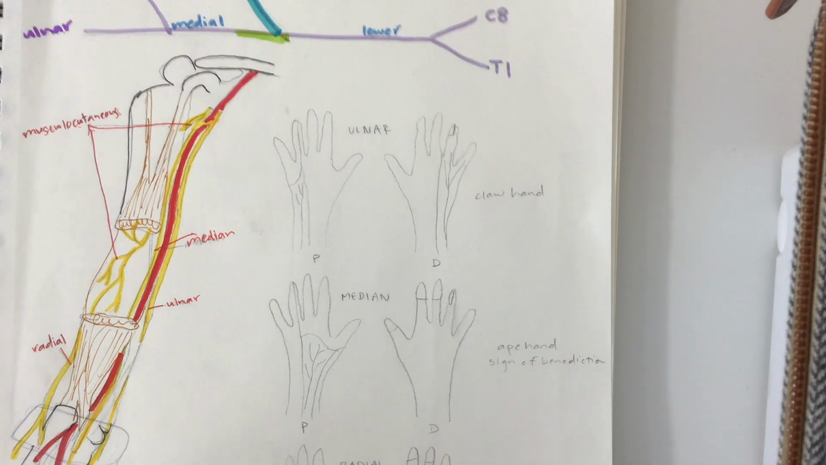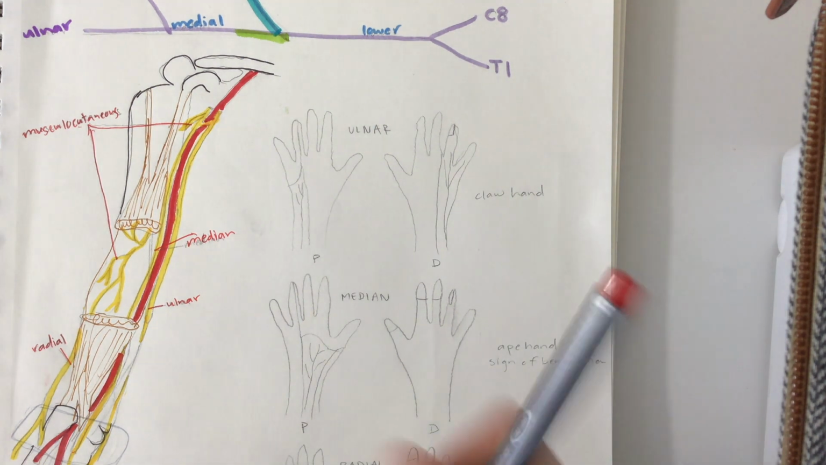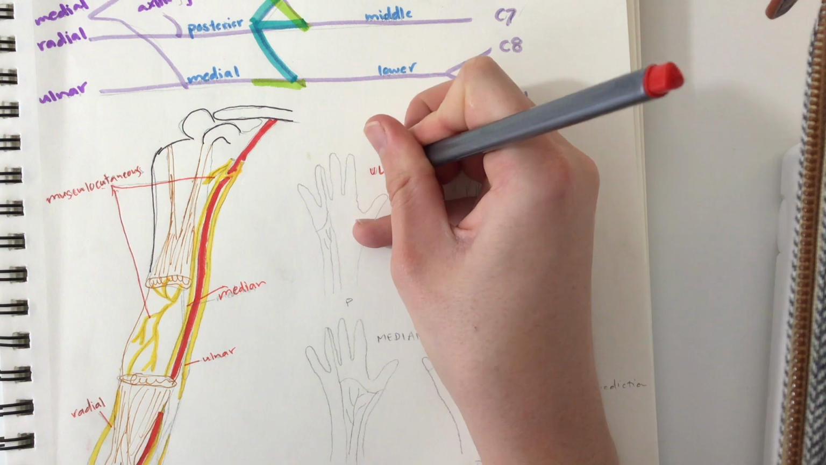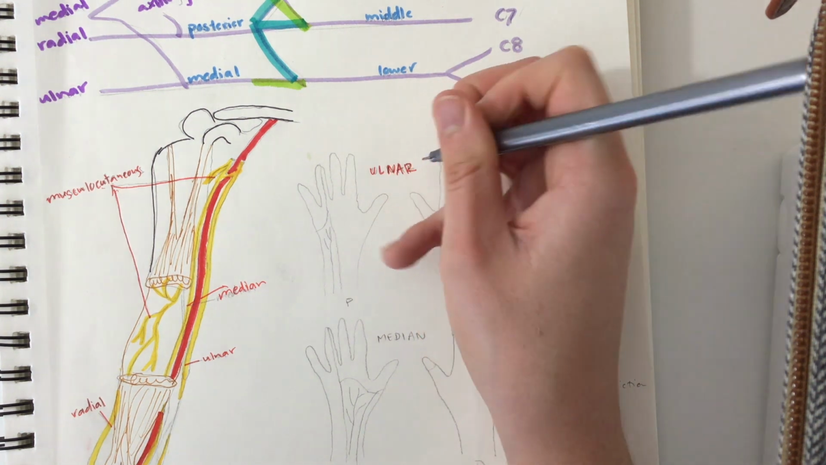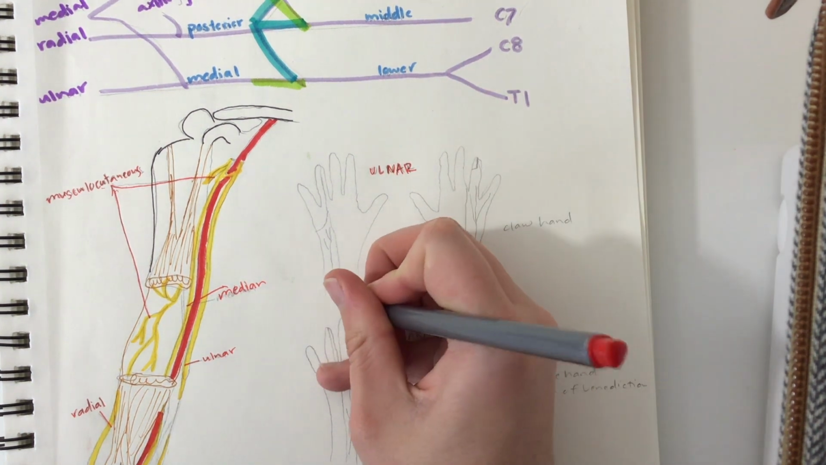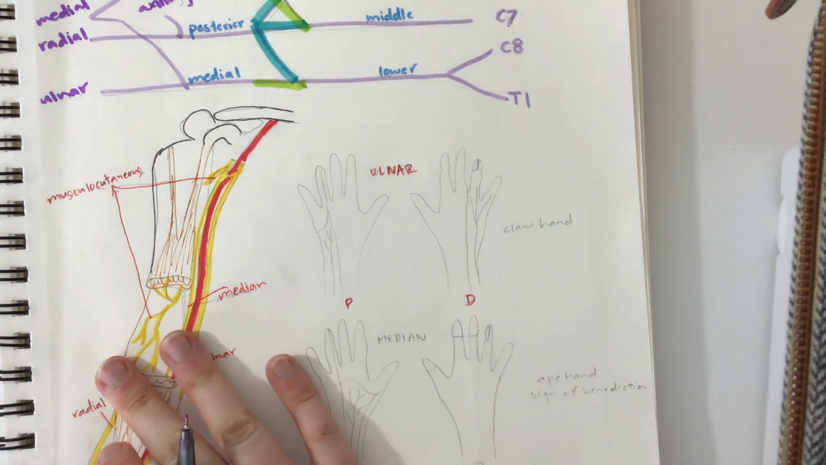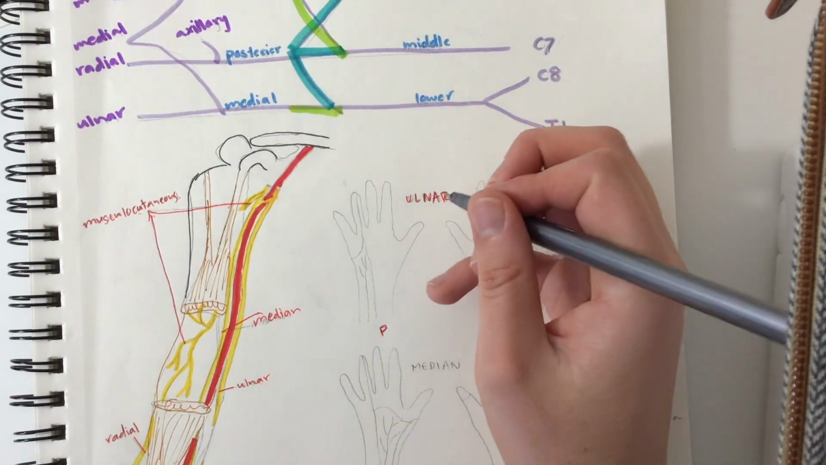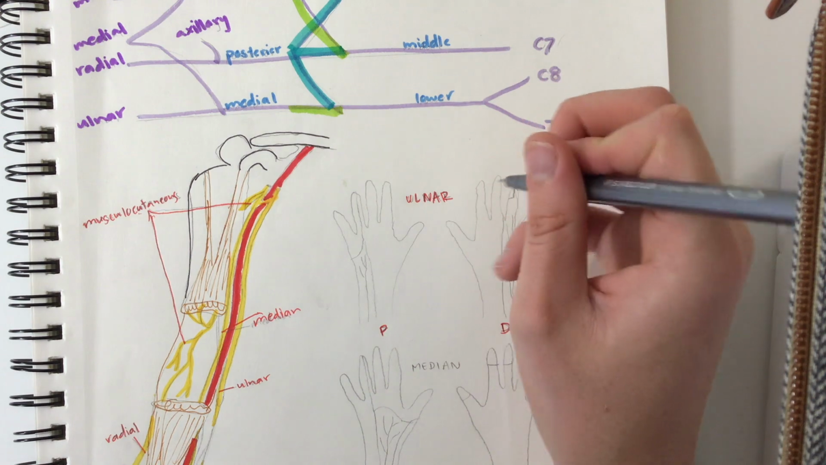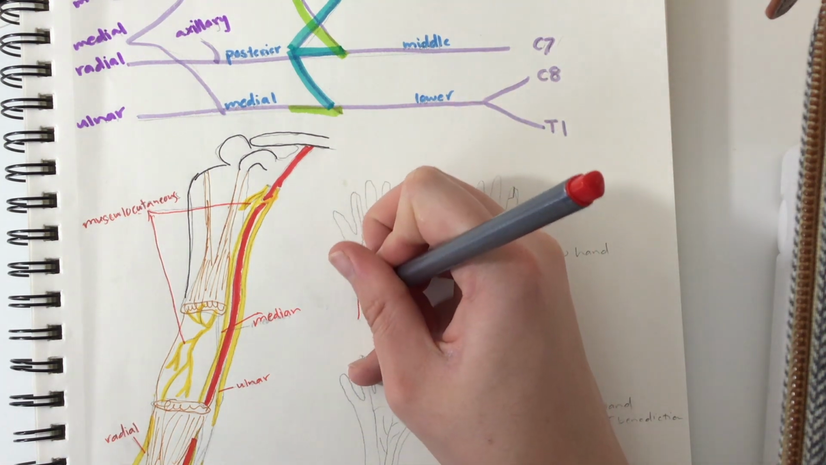So that is similar. So I'm going to go ahead and draw these hands and explain more about which areas supply which area for sensation and motor function. So the P represents the palmar side and the D represents the dorsal side. So first I'm going to focus on the ulnar nerve and then we'll go from there.